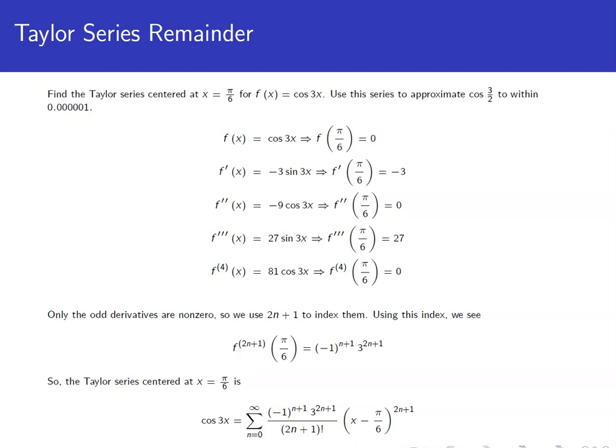In this video, we're going to look at approximating a cosine value using a Taylor polynomial. So we're asked to find the Taylor series centered at x equal to pi over 6 for the function f of x equals cosine of 3x, and then we're asked to use this series to approximate cosine of 3 over 2 to within 1/100,000th.